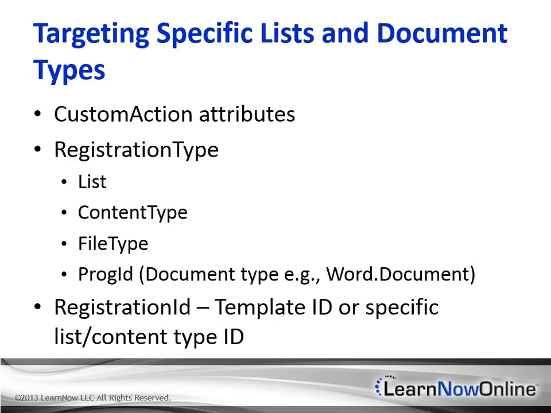So you have to use it with registration type. So for example, if you specify a content type for registration type, then you can actually specify the specific content type ID. So that maybe you've created a new content type and you want a custom action that you've created just for that content type. That's how you would do it. So what we're going to do right now is take a quick look at using the registration type attribute.